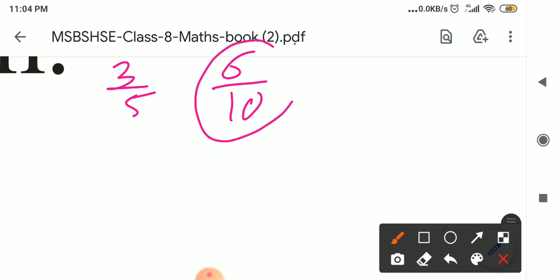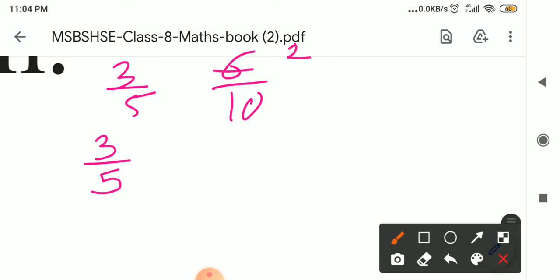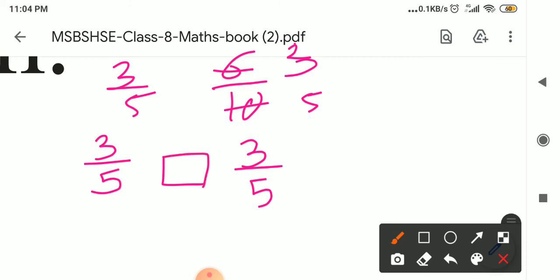First, reduce it. If you reduce it, you will notice that both numbers are divisible. 2 3's are 6 and 2 5's are 10. So 3 upon 5 and 3 upon 5, both fractions are equal, and the signs are also the same. That is one method.